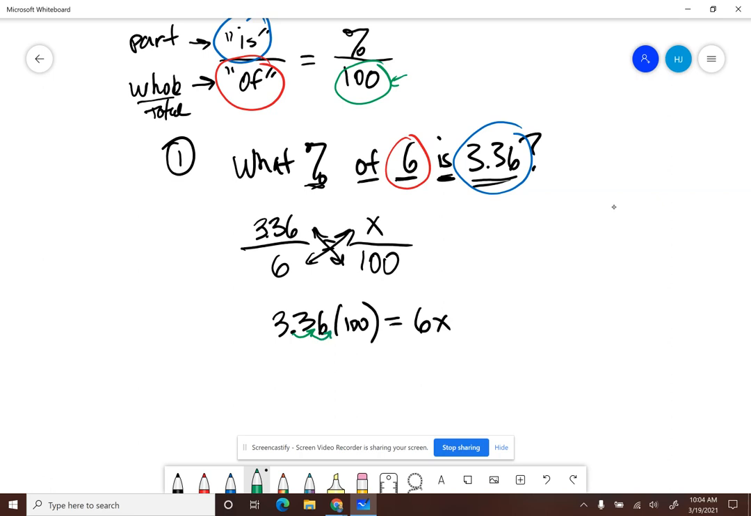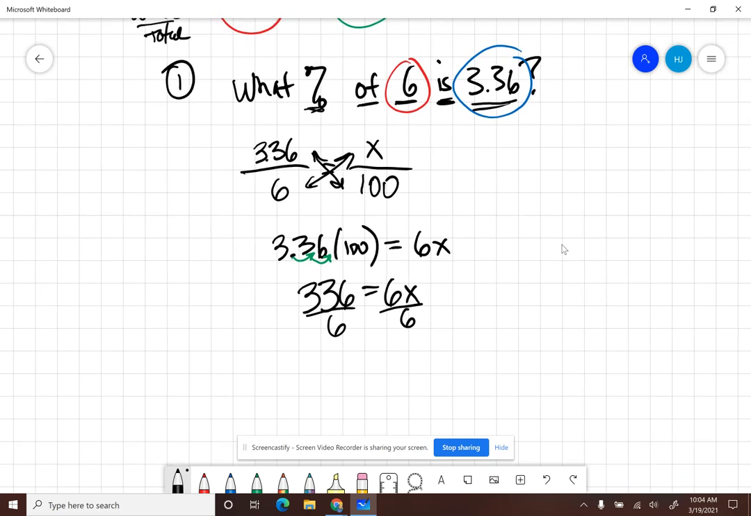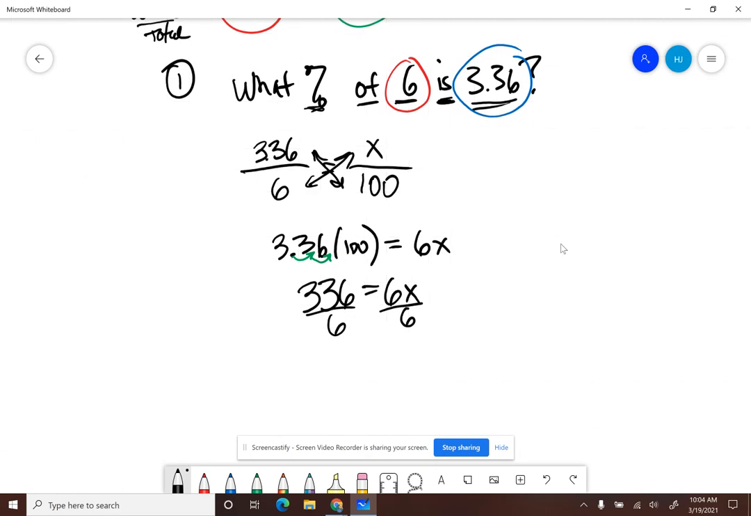So instead of 3.36, this would be 336, okay, equals 6x. And then all I have to do at this point is just divide by 6. And so my final answer here for what percent of 6 is 3.36 is x equals 56%. Okay. So again, if I were to take 6 times 56%, it should give me 3.36, and it will.